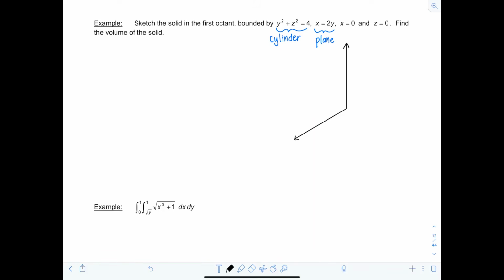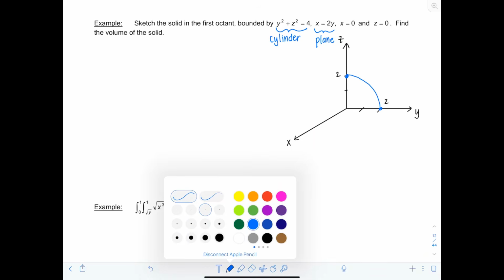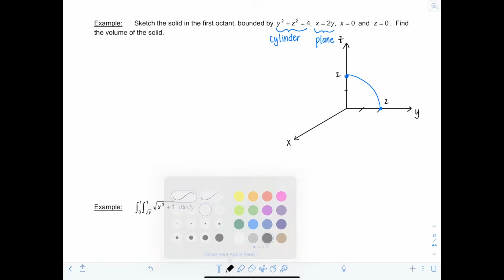So since I know part of it's bounded by a cylinder, which in the YZ plane is a circle of radius 2, I'll just go up to 2 in the z direction and 2 in the y direction. And then I'm going to project it parallel to the x-axis. Okay, and I notice here I have the plane x equals 2y also bounding the solid. So I'll stretch out x to 4. Since x is equal to 2y, that makes sense.